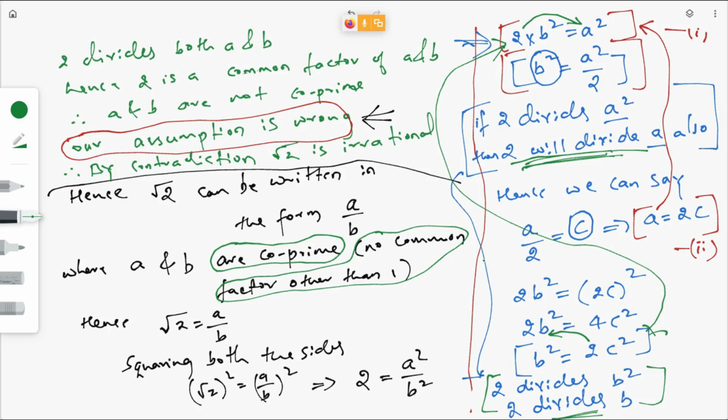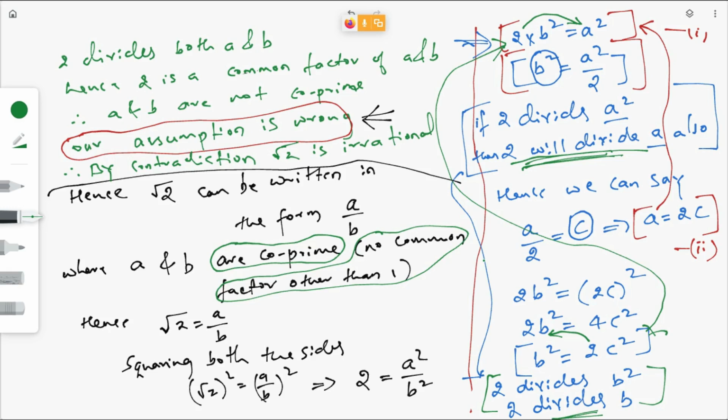Okay, so what is the first step? When you prove a given number is irrational, what is your first step? Sir, we need to assume that the number is rational. First step is, let's assume the given number is a rational number. That is the first step.